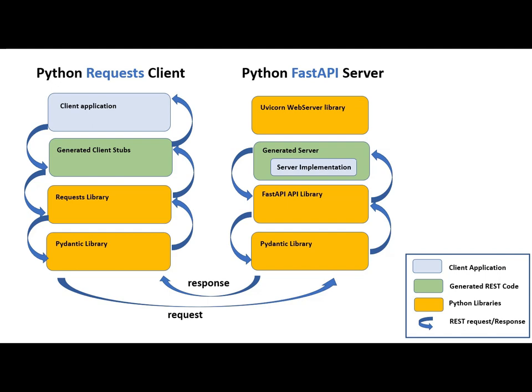But what they do share is this Pydantic library that is passing the data from client to server, server to client. Everything in yellow is basically Python libraries that are open source and freely available. Everything in green is what's generated from our compiler technology from metadata descriptions, and we include a default server implementation. The blue is your application code on the client and the server implementation that you overwrite from our generated server implementation.